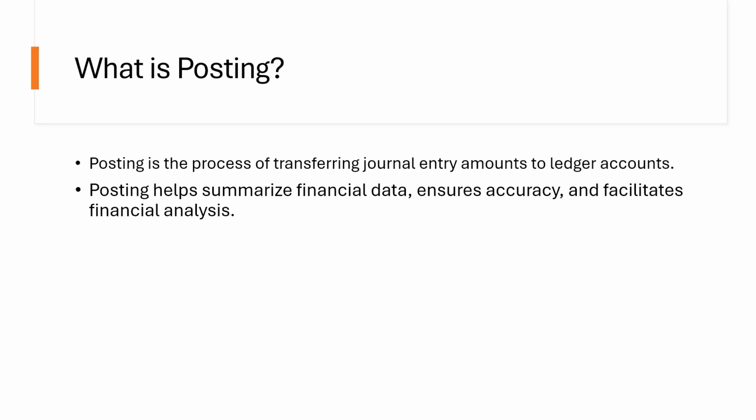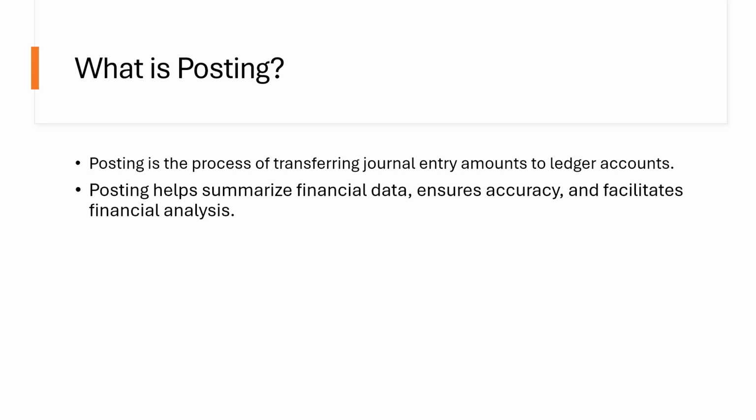Posting is a crucial step in the accounting process that ensures financial data is properly categorized. Posting, by definition, is the process of transferring journal entries to the ledger. It helps summarize financial transactions by organizing them under specific accounts in the ledger, which are in different journal ledgers that we explained in the slide above. Once transactions are posted, businesses can track their financial position accurately.